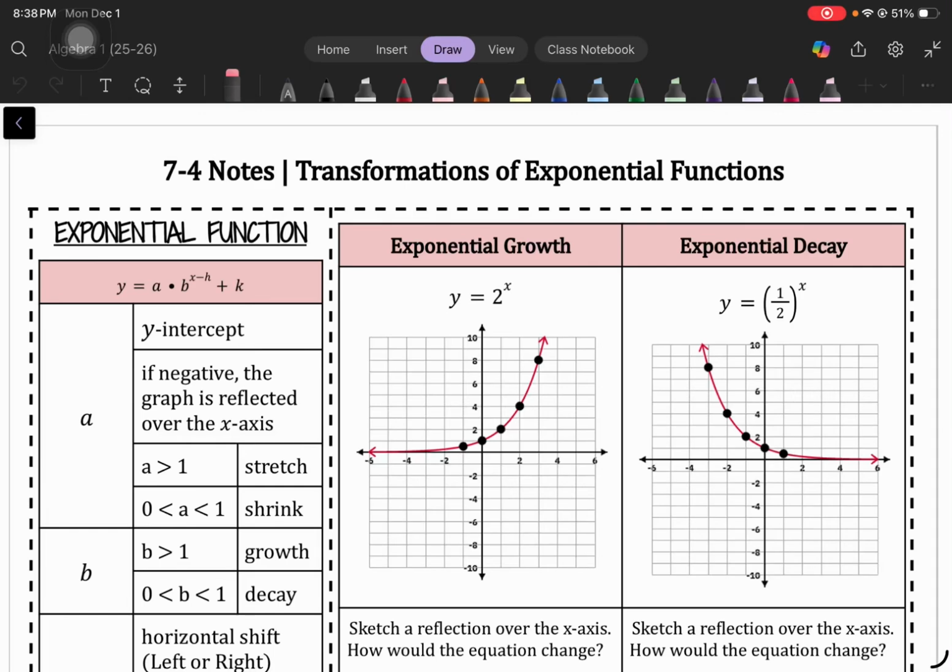Hey algebra students, here are your 7-4 notes for transformations of exponential functions.